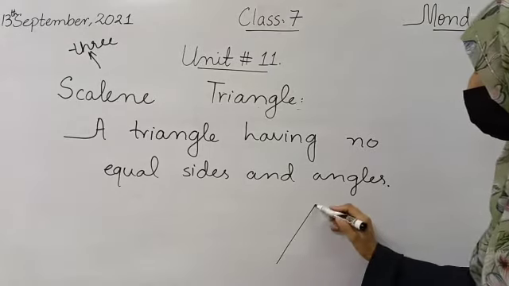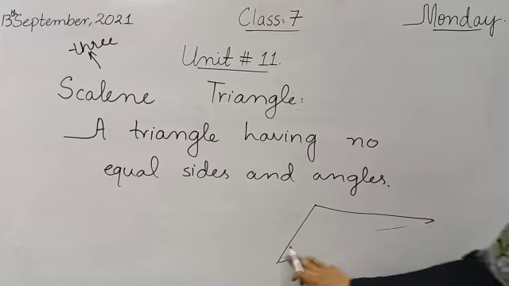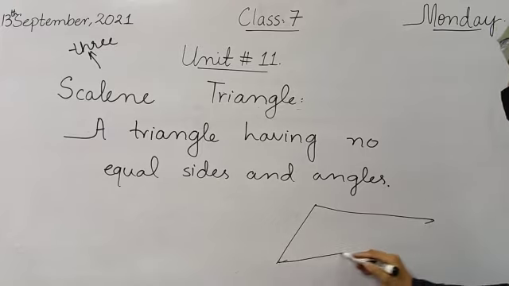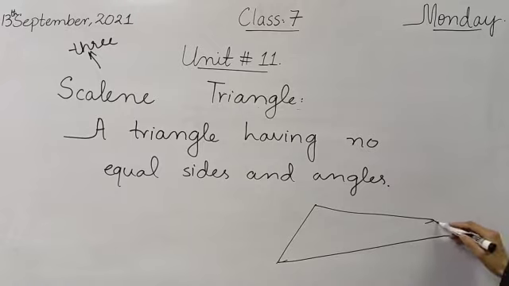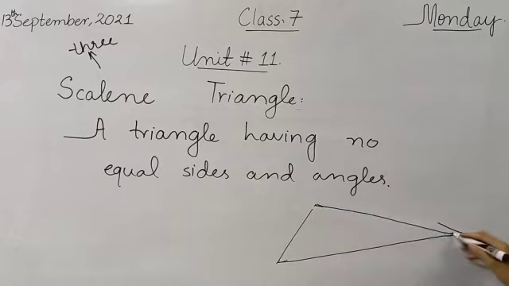For example, you can say this is a scalene triangle. In this triangle, no side is equal and no angle is equal. Okay? So according to the sides, triangles are classified into three types.